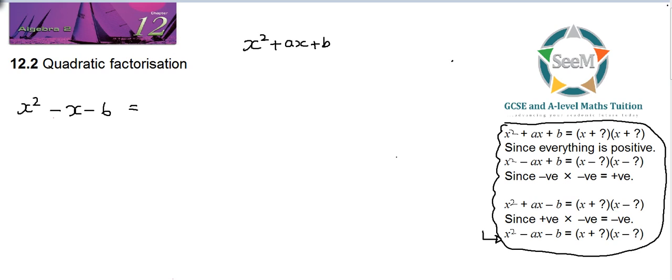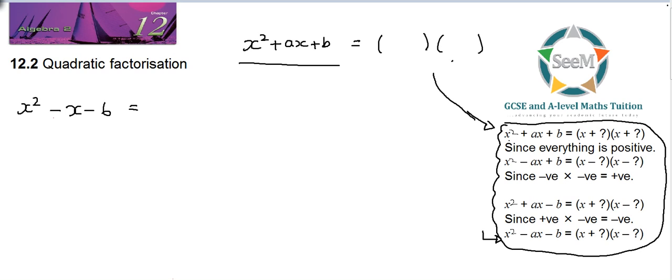Today we're going to be dealing with quadratic factorization in the form x squared plus ax plus b. And the identities we need to learn is x squared plus ax plus b. The meaning of quadratic factorization is simply putting quadratic expressions into brackets. And that's where this identity comes in.